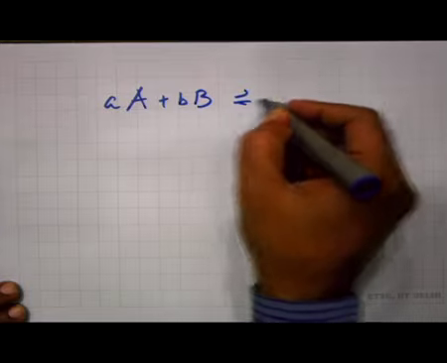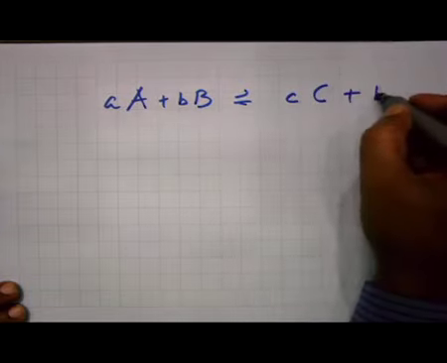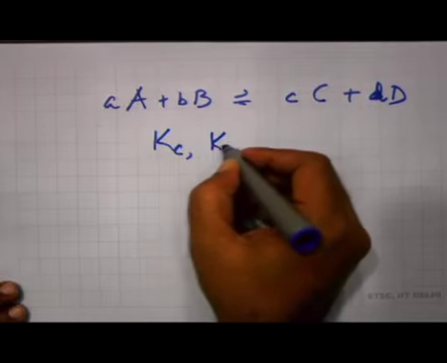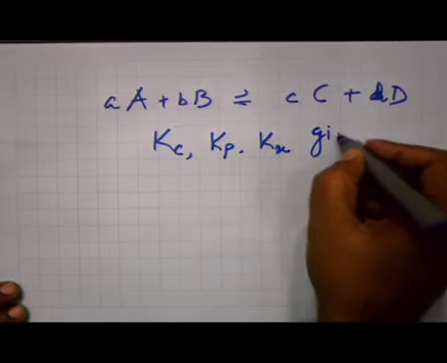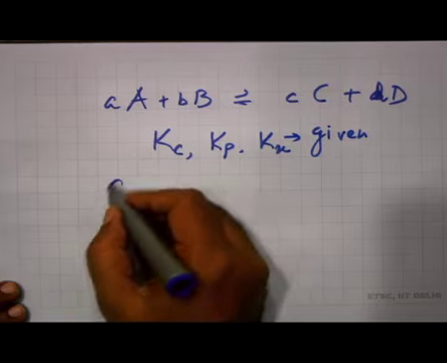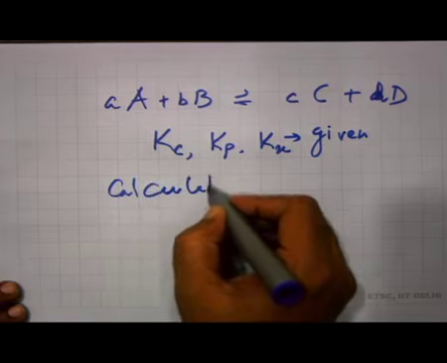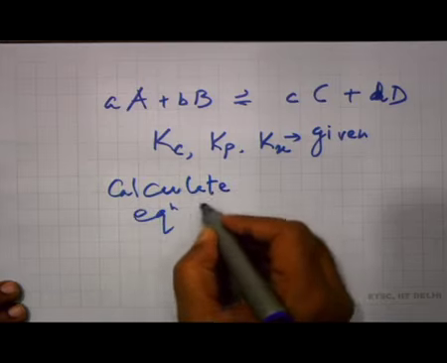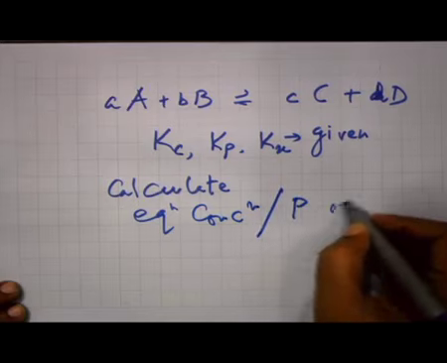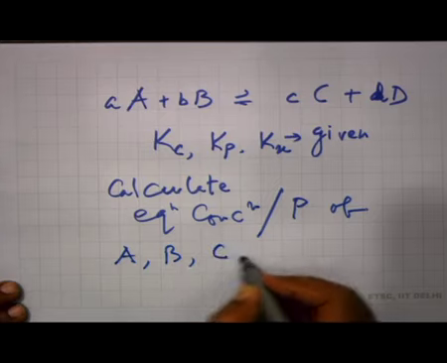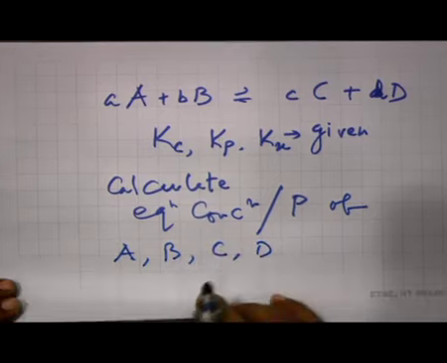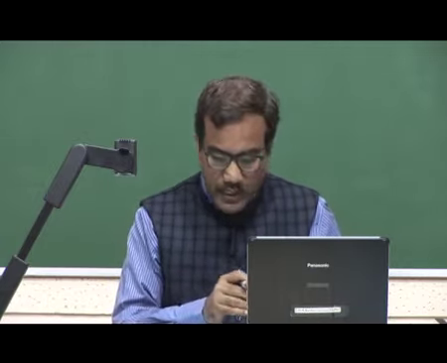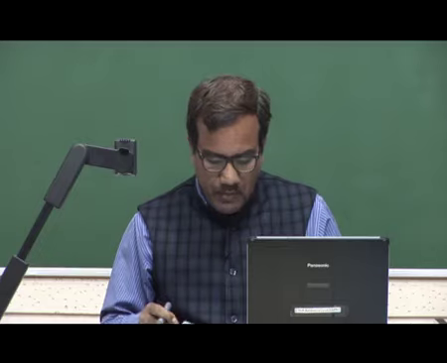There is another type in which Kc, Kp or Kx is given, and then we have to calculate the equilibrium concentration or pressure of A, B, C, D. So, we will go one by one and try to see how to solve the problem.